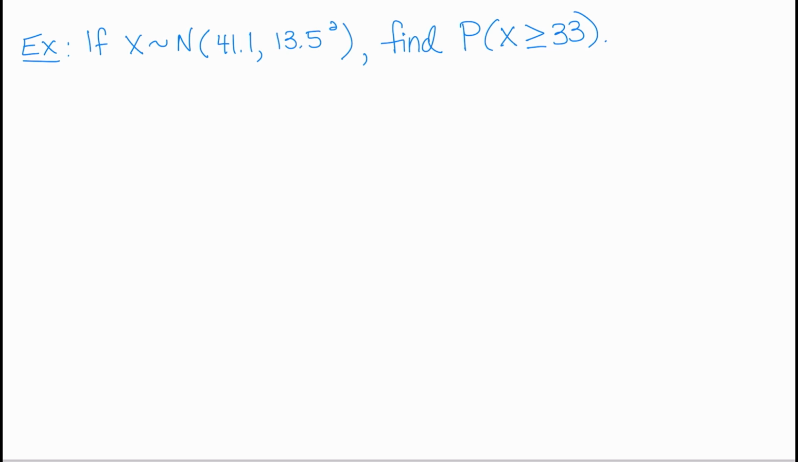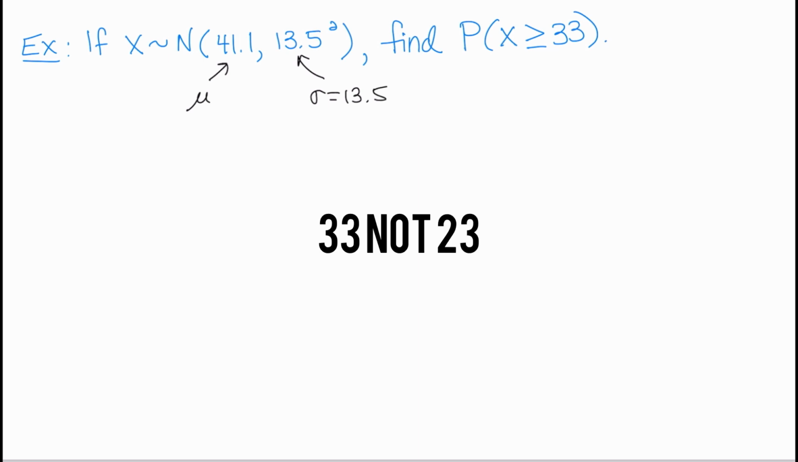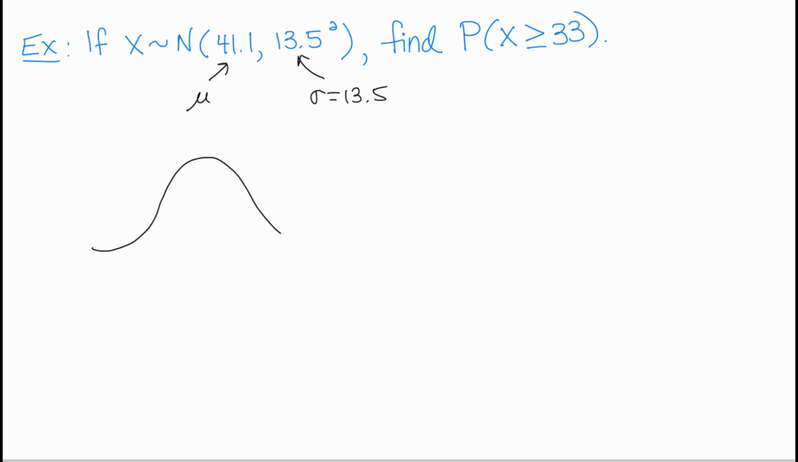It says if x is normally distributed, remember the mean in this case is going to be 41.1 and the standard deviation is 13.5. Find the probability that x is greater than or equal to 23. Okay, so what I'm going to do is draw a bell-shaped curve so that I can basically get a visual as to what this looks like. Down here in the center, I'm going to put the mean, which is 41.1.